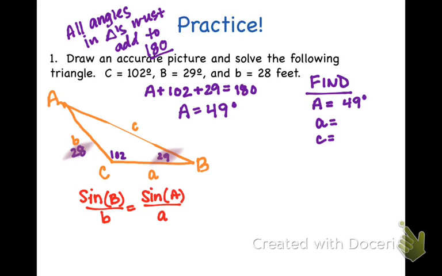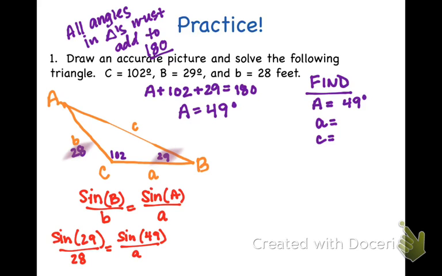So I have that here. I know what angle B is, and I know what side B is, so I can fill those in. I can say sine of 29 over just 28. Well, that's going to equal sine of my newly figured out 49 degrees for angle A over side A. I have one single variable, so now I just need to solve for A.